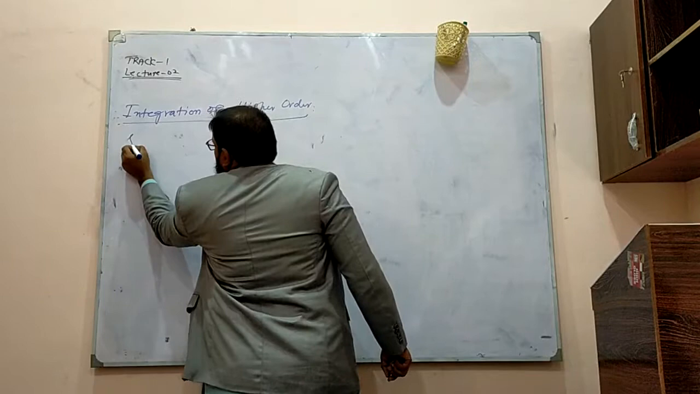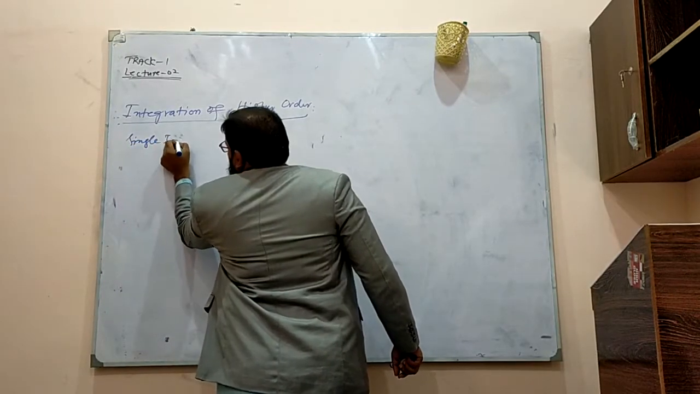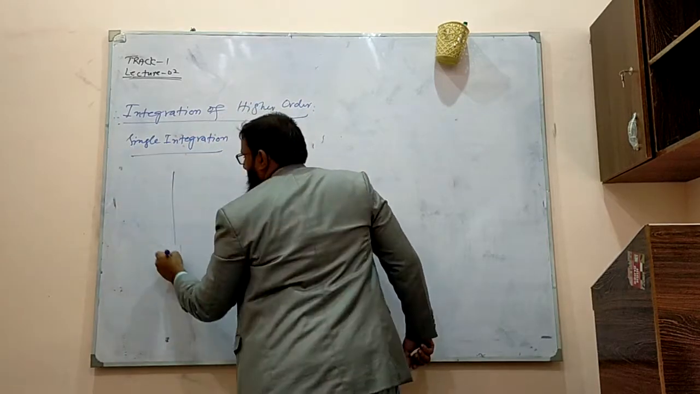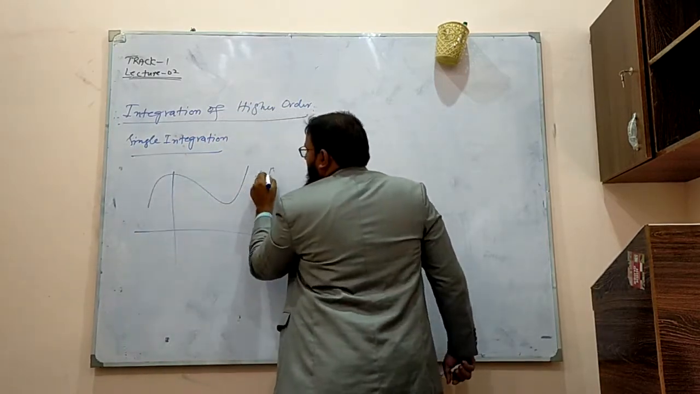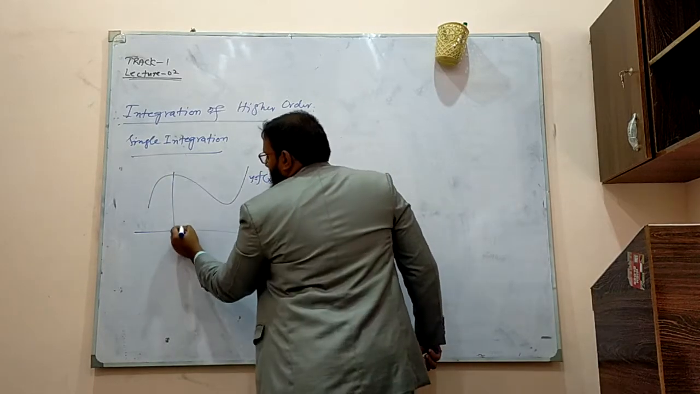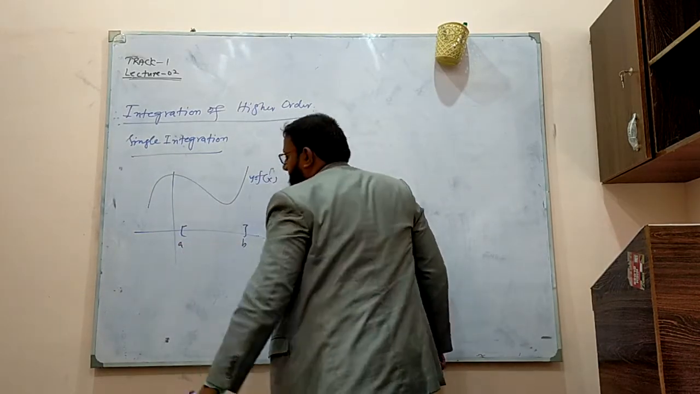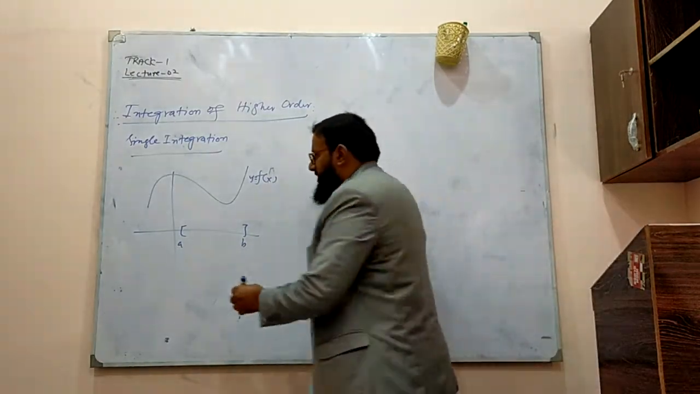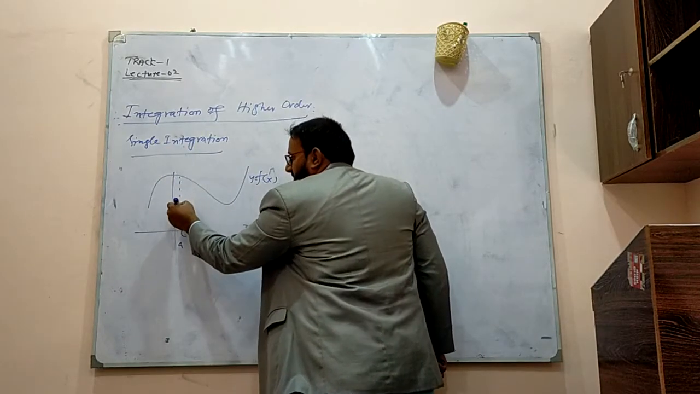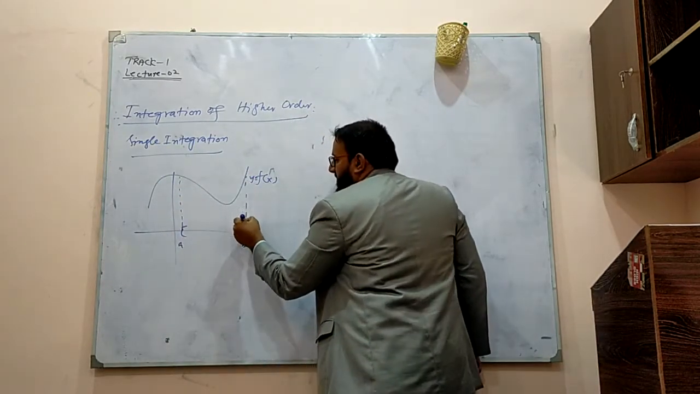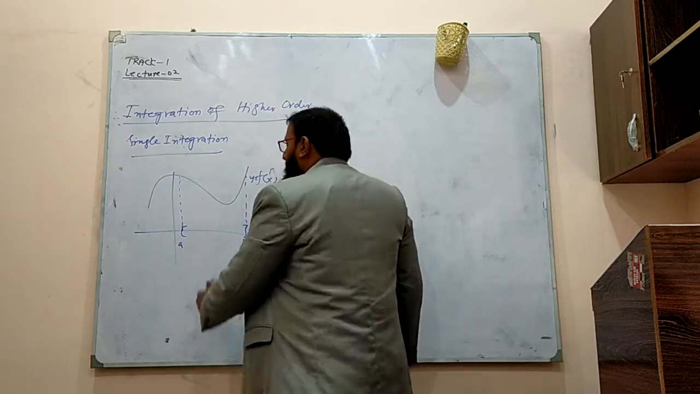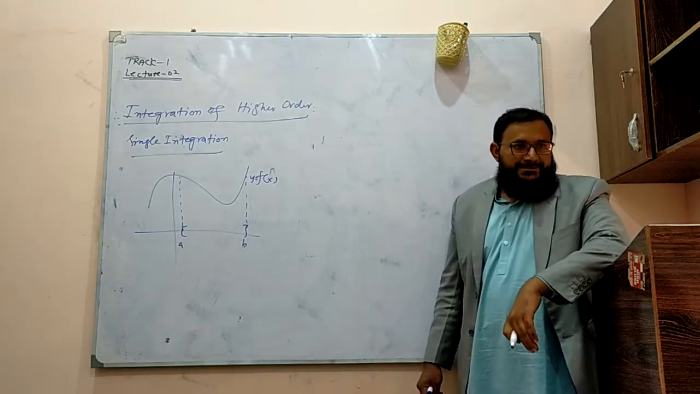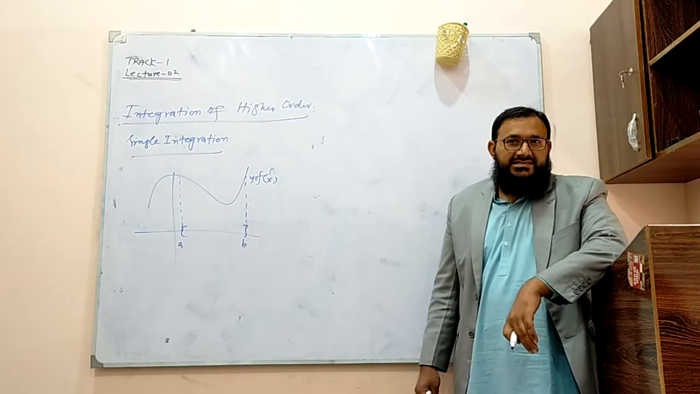So, what do you do in single integration? You want to integrate a function, let's say f of x, between some interval, let's say a and b, and you are interested in the area under the curve. So you take this domain and this one, and you are interested in this whole area, which is below this curve, but only between this range from a to b. This is what we call single integration.